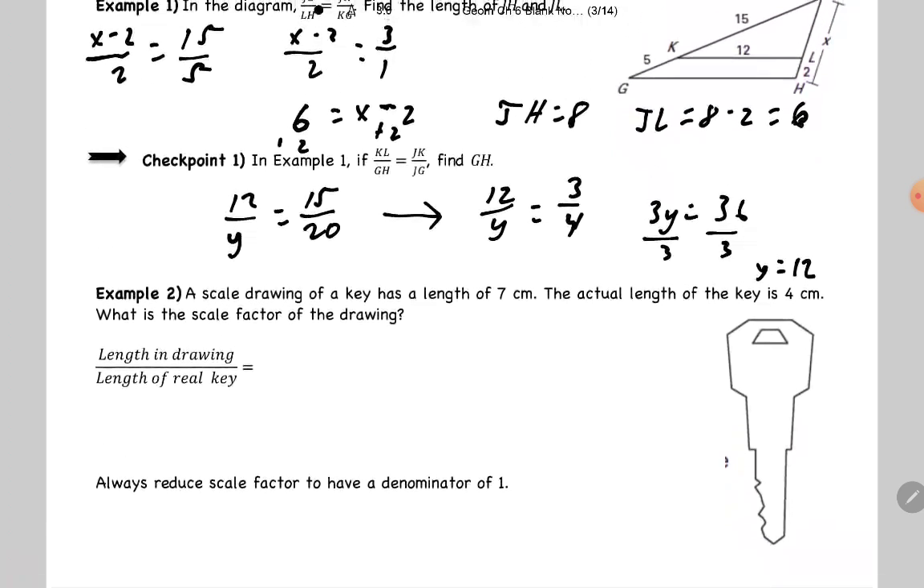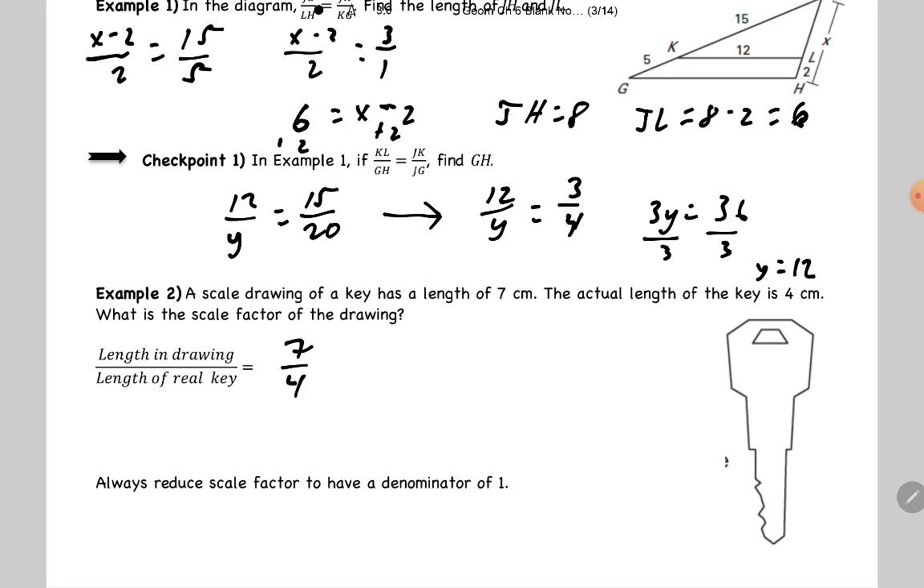Okay, a scale drawing of a key has a length of 7 centimeters. The actual length of the key is 4 centimeters. What is the scale factor of the drawing? We're always going to do the length of our drawing here. So 7 over the length of the real key, 4.